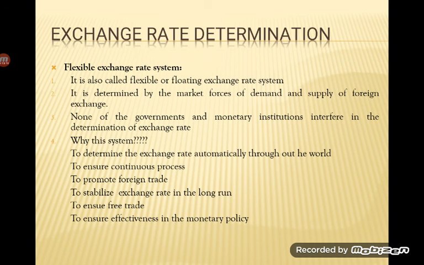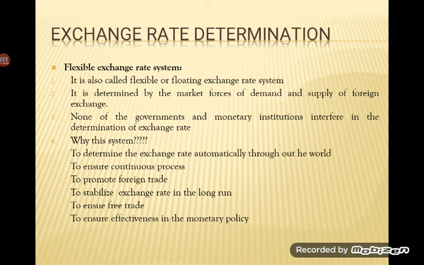The second reason is to ensure a continuous process. There is no stagnation of any value here. Every day, every minute there will be fluctuations. If you see on the internet or in the business channels, every day the values in the foreign exchange market among various currencies will be fluctuating. So it is a continuous process. Whatever disturbances happen, the process of fluctuation in the values will not stop. Then, to promote foreign trade: if we export more, we are going to earn more. So it is a kind of motivation for the exporting country to earn higher foreign exchange.